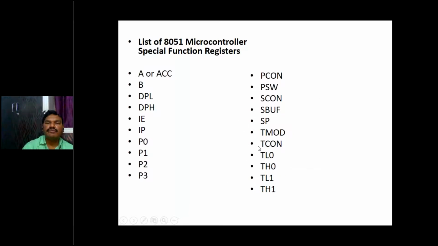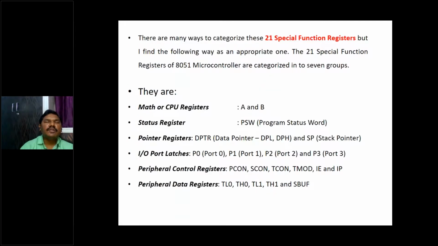Okay, you will see TL0 and TH0 are called timer 0, and TL1 and TH1 are called timer 1. Again, you see timer 0 and timer 1 are 16 bits, but internally they are in terms of 8 bits. This is called the lower byte and this is called the higher byte. Right. So these are the special function registers.